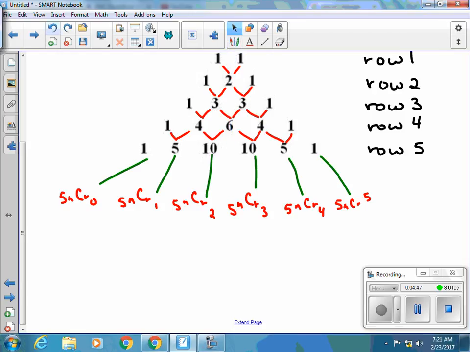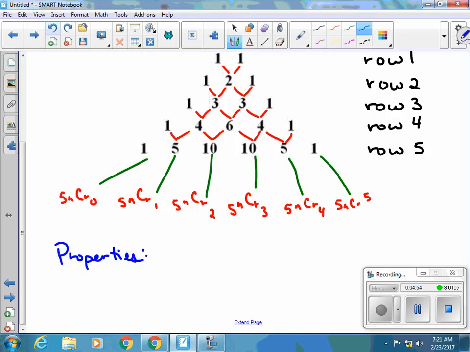The other property, okay, so properties. We've talked about a couple of the properties using the 5 nCr 0 and all of that good stuff, and all the first terms and last terms are 1. Those are 2 properties. But also, each row is symmetrical. So that's another property. Another property, the sum of the terms in a row.